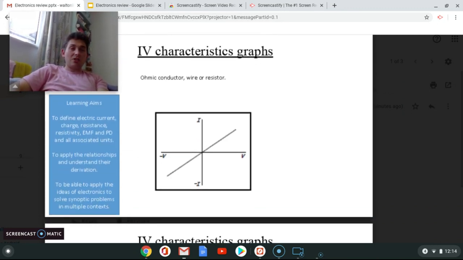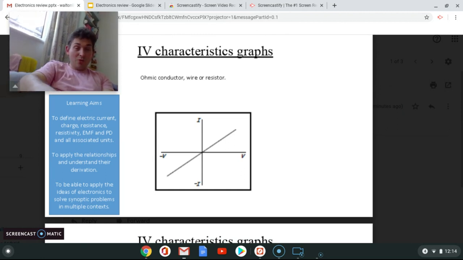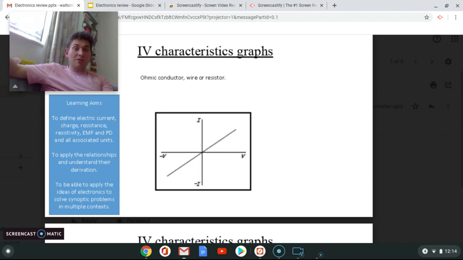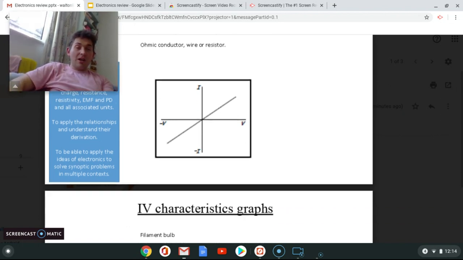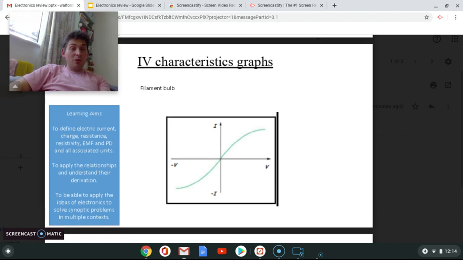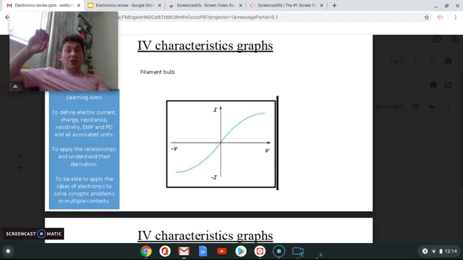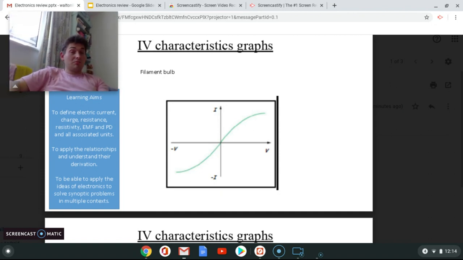Anyway, IV characteristics. You need to know these. If it's just ohmic, we call that ohmic. I and V are proportional. It's an ohmic conductor, which means it's a wire or a resistor. You could be a filament bulb where your current tapers off as your voltage increases. That's because of an increased resistance due to heat.